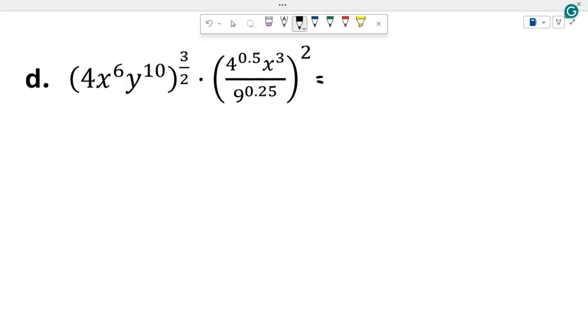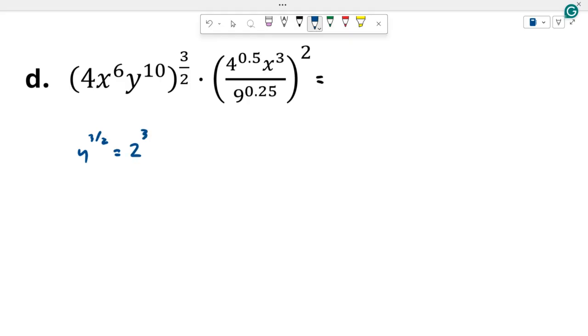And remember that when you've got a product like this, you can just distribute your exponent. So we can distribute the 3 halves as an exponent to the 4, to the x to the 6th, and to the y to the 10th. So let's see what happens when we do that. When you take 4 and raise it to the 3 halves power, I'm going to do this as a sidebar. When you have 4 to the 3 halves, remember, the denominator tells you to take a square root. So the square root of 4 is 2.